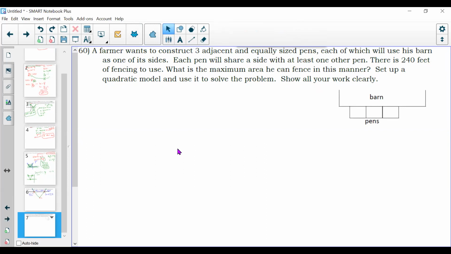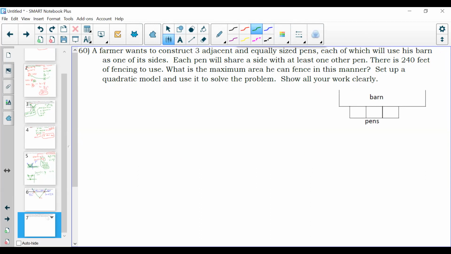All right. A farmer wants to construct 3 adjacent equal-sized pens, which will use his barn as one of its sides. Each pen will share a side with at least one other pen. There's 240 feet of fence to use. What is the maximum area you can fence in this manner? We're going to set up a quadratic model and solve the problem.